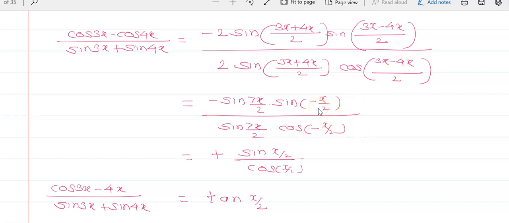Now here is sin of minus x upon 2. We know the formula, sin of minus theta is equal to minus sin theta, and that's why this minus minus will become plus. Sin of 7x upon 2 and sin of 7x upon 2 get cancelled, and in the numerator you will get sin of x upon 2 upon cos of minus x upon 2. But the formula for cos of minus theta is cos theta, and therefore sin of x upon 2 upon cos of x upon 2 becomes tan of x upon 2.